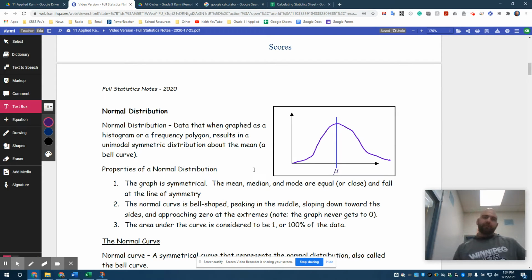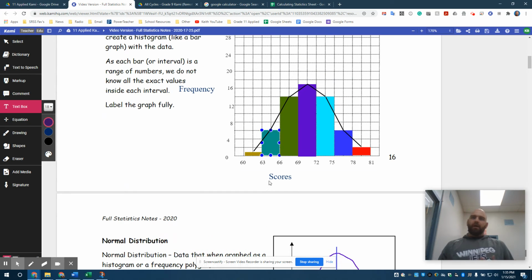Our properties of a normal distribution, so something that looks like this, is that the graph is symmetrical. So not like this, but if we actually drew it out nicely, it would be symmetrical. Mine's a little bit of a hack job based on the tools that I have right now. And if I had a pen and paper, it would probably be almost as bad. My graphs tend to be a little bit rough. So if the graph is symmetrical, it means that our mean, median, and mode are usually quite close to equal, or very, very close to it, and they fall around the line of symmetry. So they're going to fall right around here in our graph.